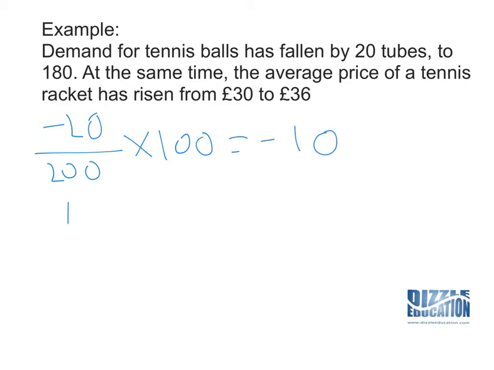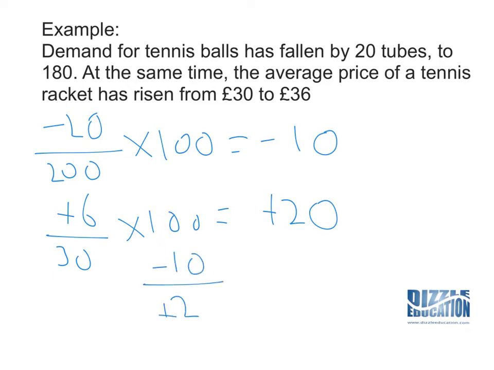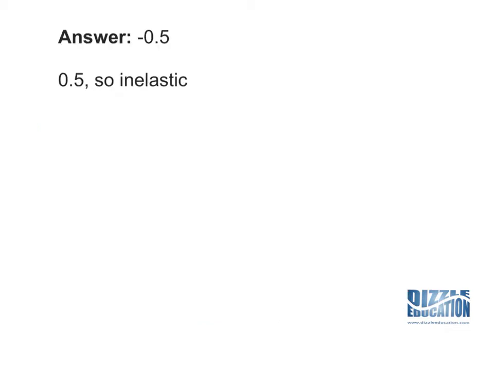And looking at the price, we've got plus 6 divided by original price of 30 times by 100 will give us plus 20. So to calculate the cross elasticity of demand here, we've got minus 10 divided by plus 20, which is going to give you minus 0.5. So our elasticity answer in this situation is going to be minus 0.5. Looking at what that means, 0.5 is telling us it's inelastic because 0.5 is less than 1.